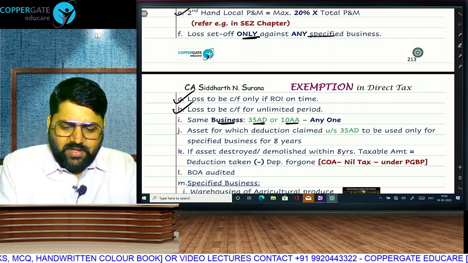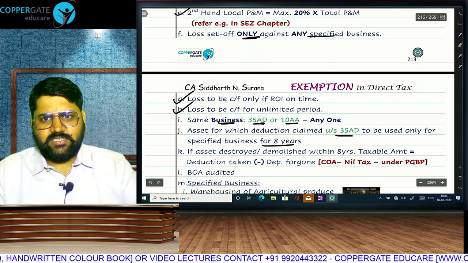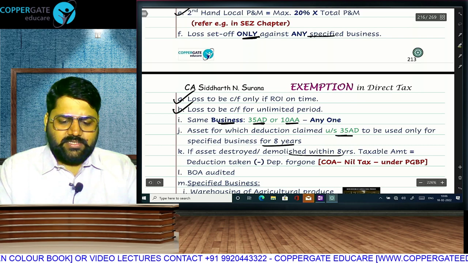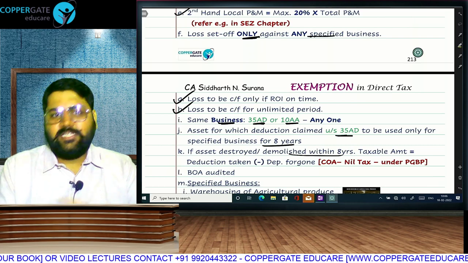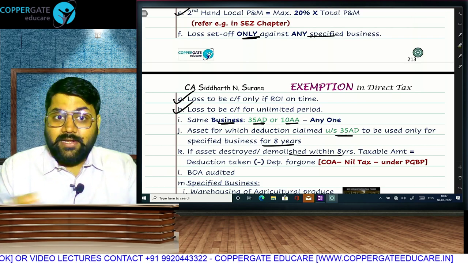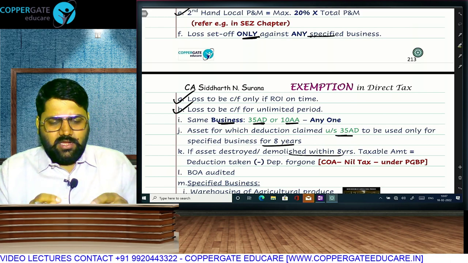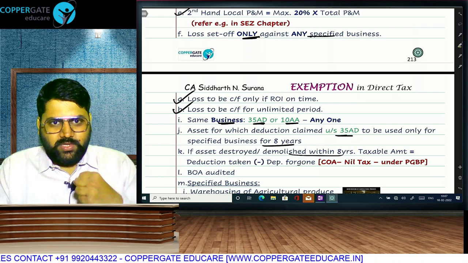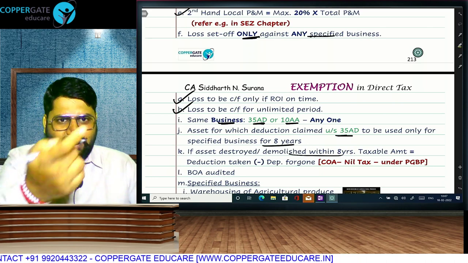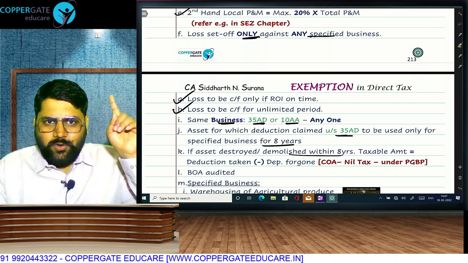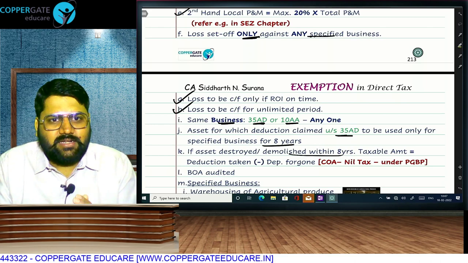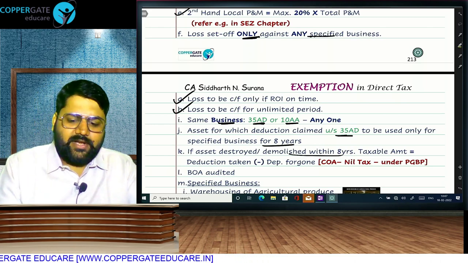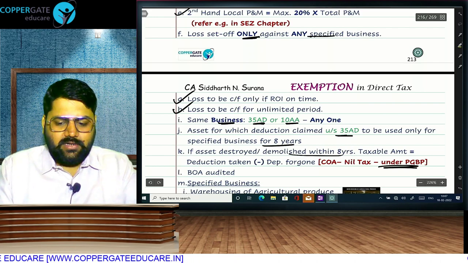If you take 35 AD, then the asset has to be used in this business for minimum 8 years. If it is destroyed or demolished within 8 years, then whatever deduction you have taken, that's full cost 100%, minus the depreciation you must have forgone. See, if you sell after 1 year, that means you forgone 1 year depreciation. If you sell after 2 years, then 2 years forgone. Similar calculation to what we did for goodwill. Original cost minus the depreciation taken, forgone till now. That net benefit that you have taken of 35 AD, that will be added back and taxable under PGBP.